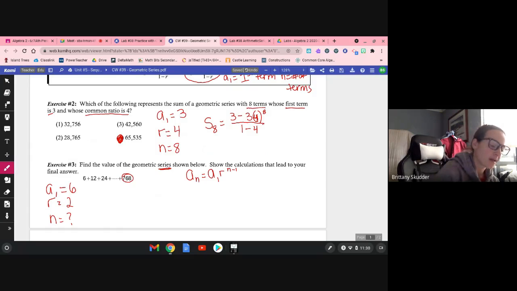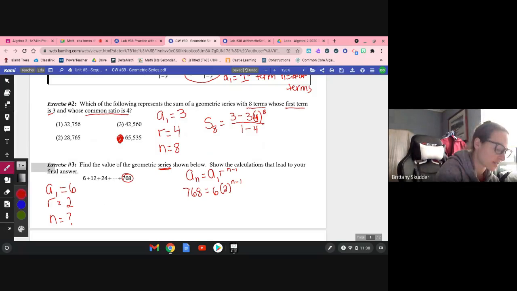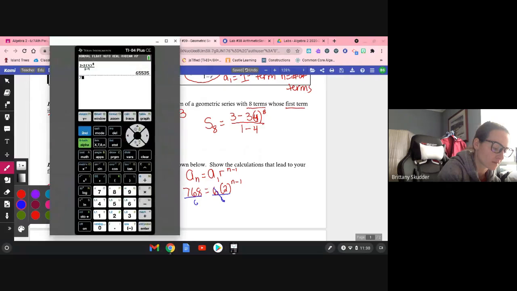Okay. So we're trying to figure out what term number 768 is. So that's our value. 768 is equal to A1 is 6, R is 2 to the n minus 1. And just like we did in the do now, we're going to divide first. So let's divide 768 by 6. Get 128.